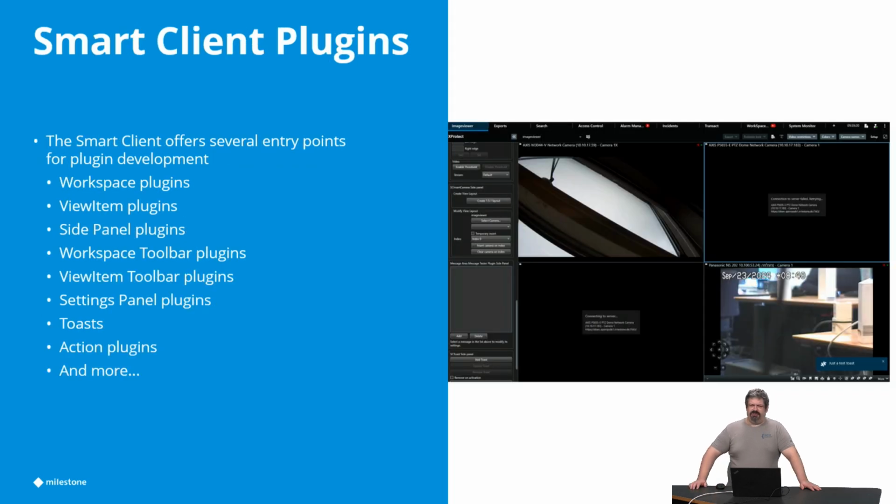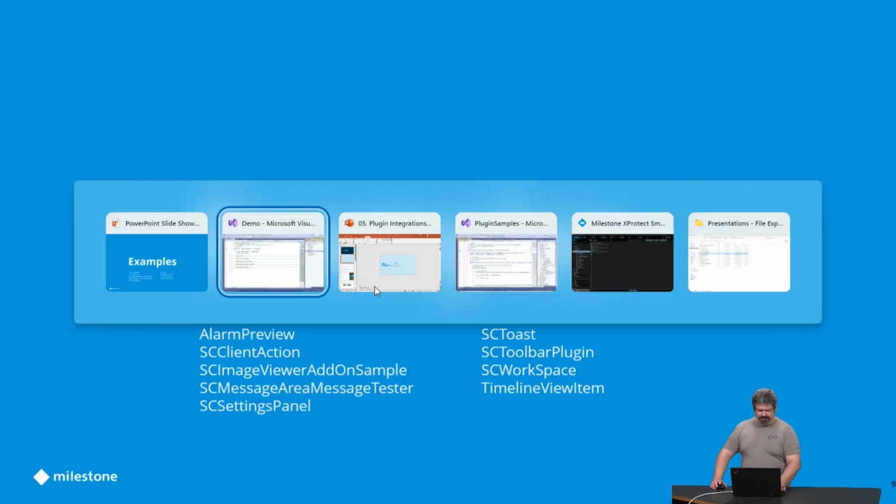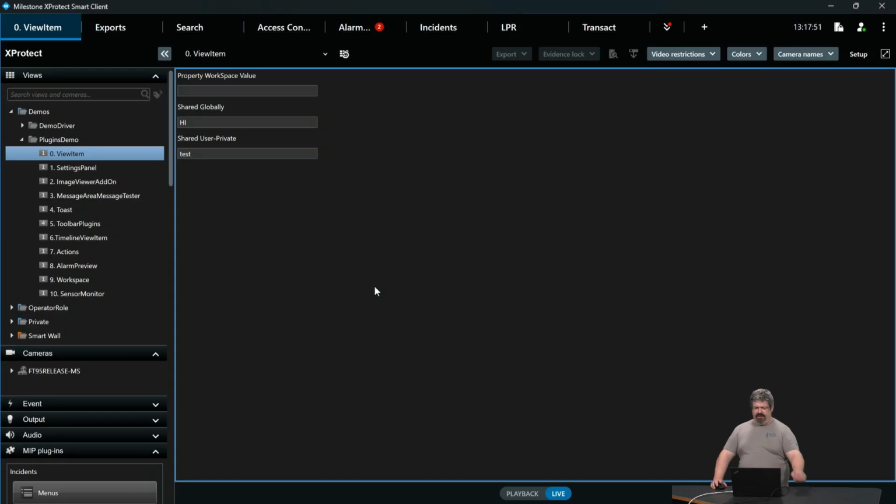The Smart Client offers a bunch of entry points for plugin development. You can create custom view items, custom workspaces, and I'll be demonstrating all of those in just a moment. You can see the whole list here, and there's more. So let me show you some examples of that. If we go over to my Smart Client, you can see I can create custom view items. In this case, it's a very simple view item that just lets me edit a property and put in whatever I want. So I can write whatever I want here and it'll be saved on the server.